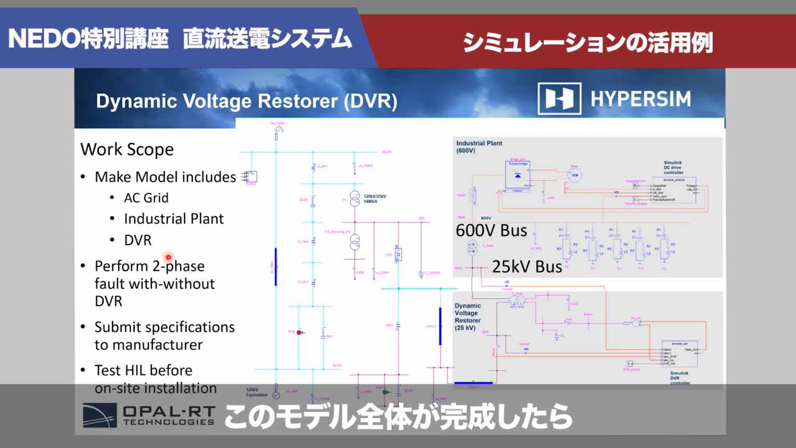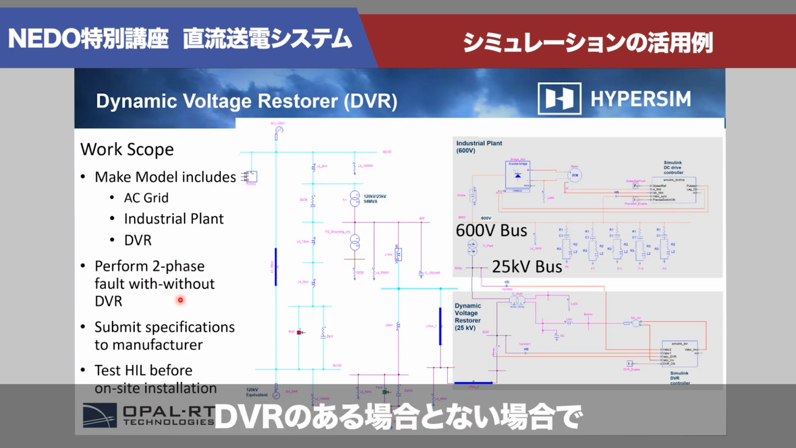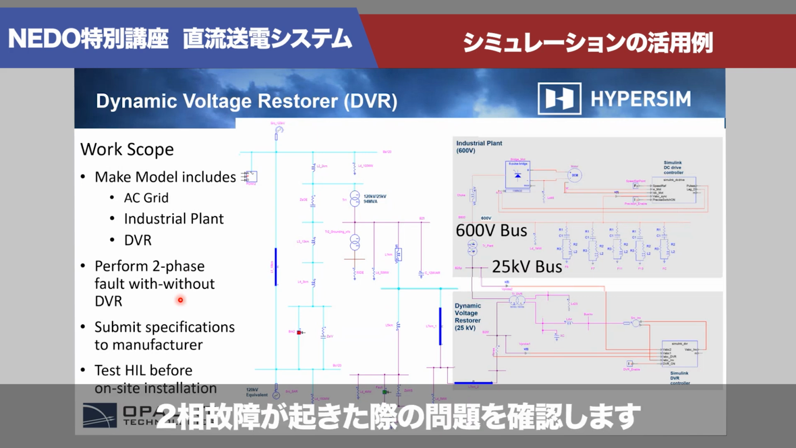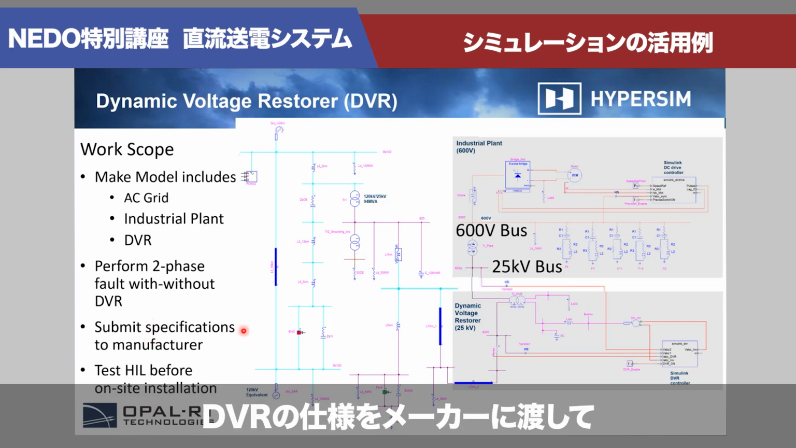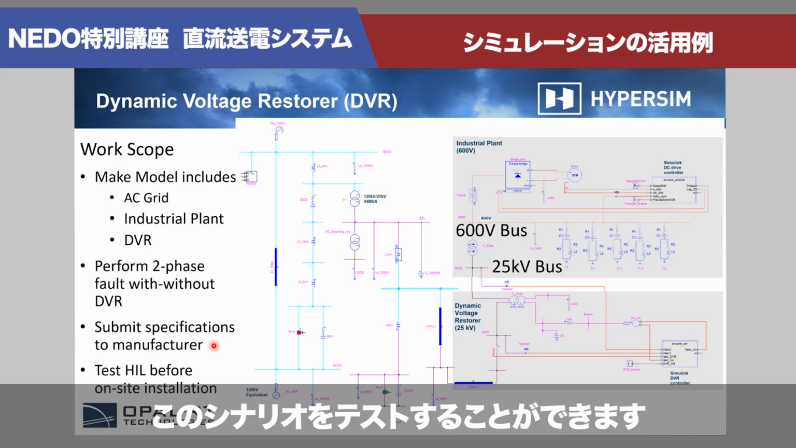Once you have the whole model over here, you're able to test a two-phase fault without the DVR to see the issue, and then with the DVR. Later, when the study is okay, you can take the DVR specification to a manufacturer and then test the DVR in this scenario.